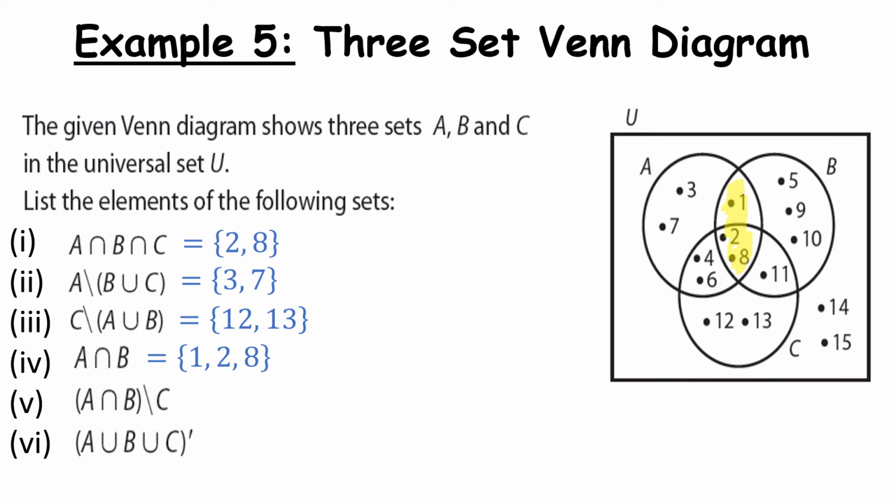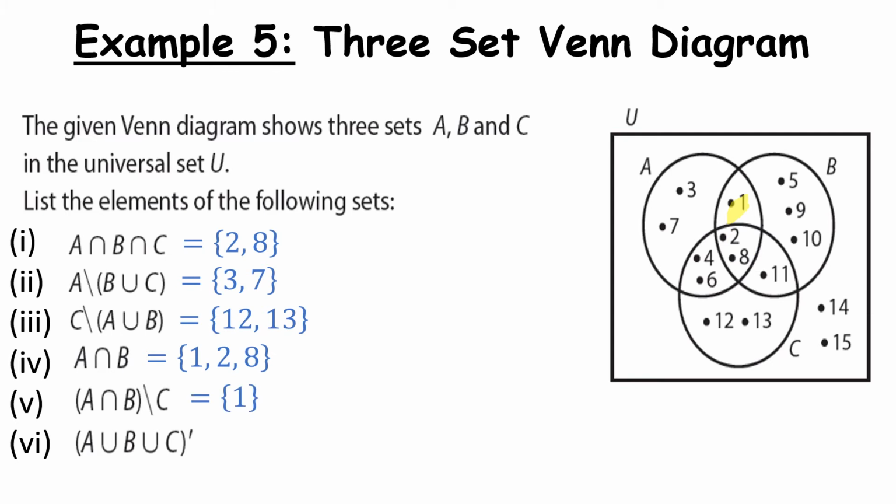The 5th part here, A intersection B, take away C. So let's do A intersection B, which we have just done. So we're there. Now we take away anything that was in set C. So there's A intersection B. We now take away C and we're left with just 1.